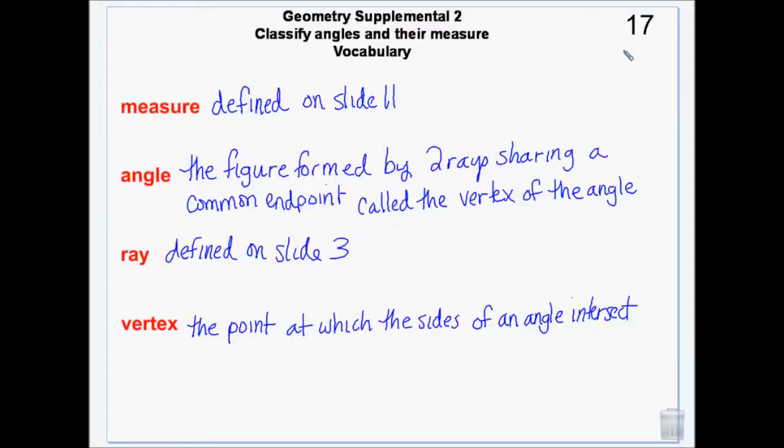An angle is two rays connected at an endpoint, and that endpoint is called the vertex. The vertex is the point at which the sides of the angle intersect.